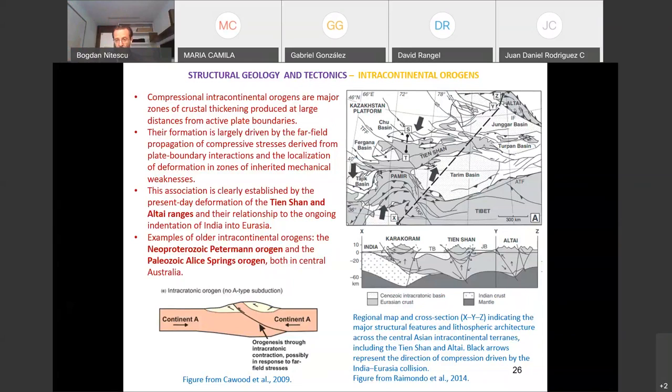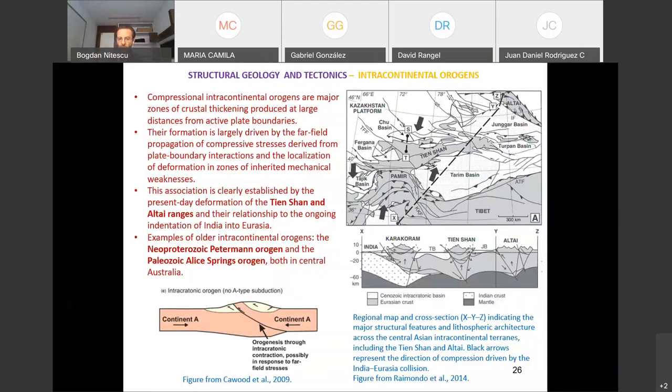orogenic belts. Now, you can see here in this cross section the Indian subcontinent, you see where the collision happened, and then you have the Tian Shan and the Altai further inland. Now, this has been happening in the past as well. We had orogeny during all of Earth's history. And of course, there are also old, currently inactive intracontinental orogens.